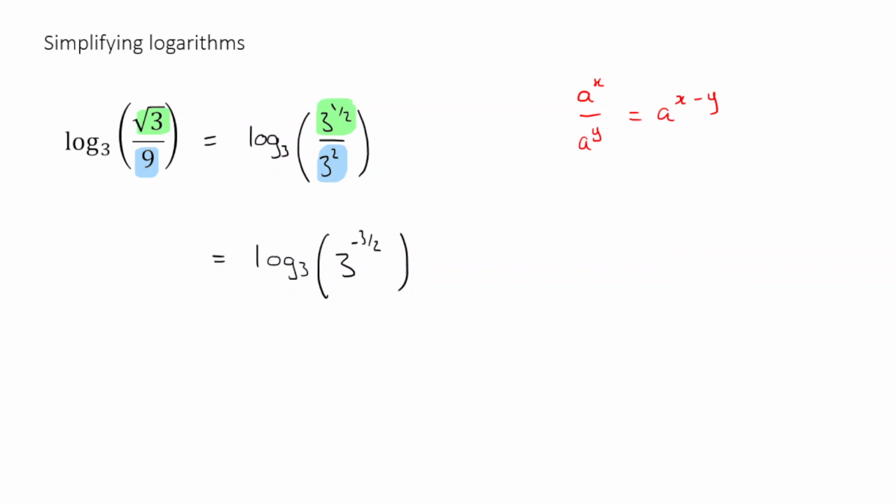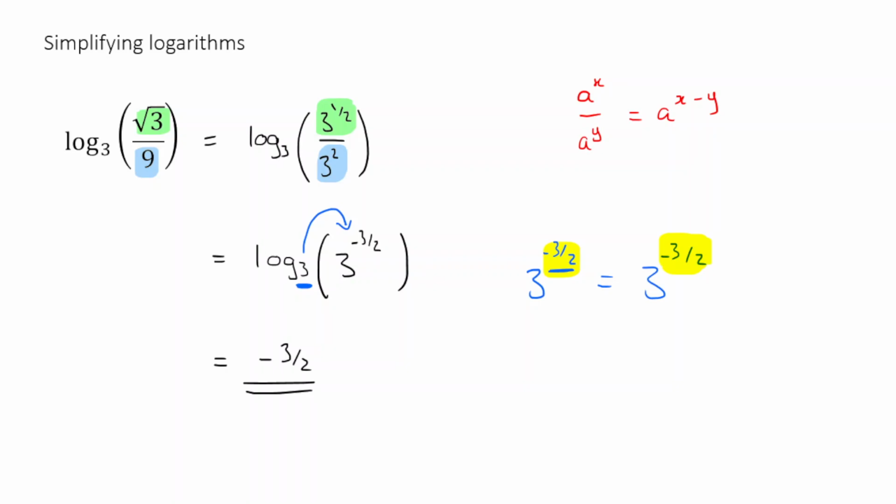So we just need to ask ourselves the question now: if my base is 3, what power do I have to give it in order to get 3 to the power of negative 3 upon 2? What power do I have to give 3 in order to get 3 to the power of negative 3 upon 2? And the answer is minus 3 upon 2, because if you think about it, what I'm really saying is this: 3 to some power is equal to 3 to the power of negative 3 upon 2. Well, if that's the case, then surely the power here must be minus 3 upon 2.